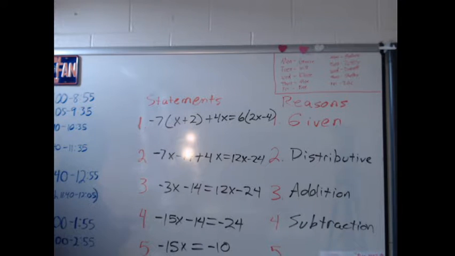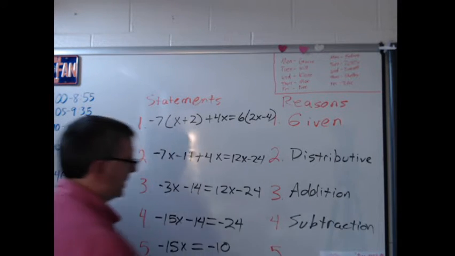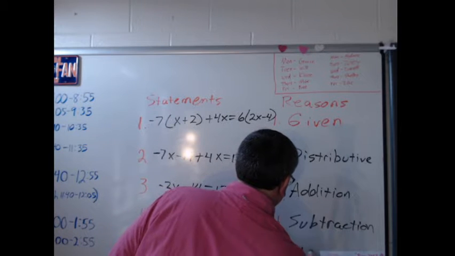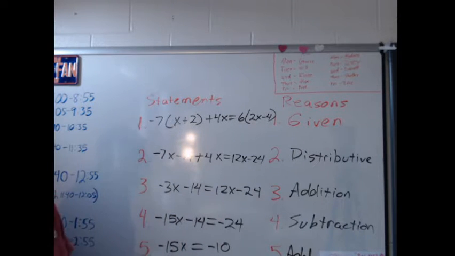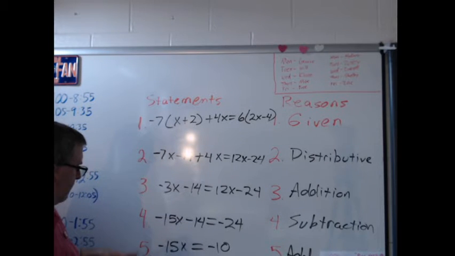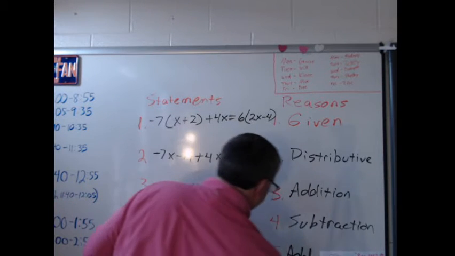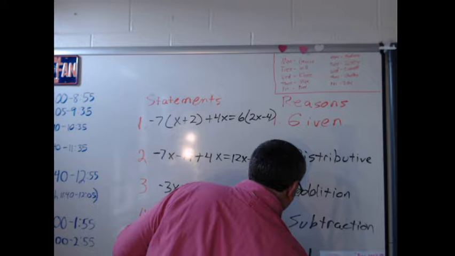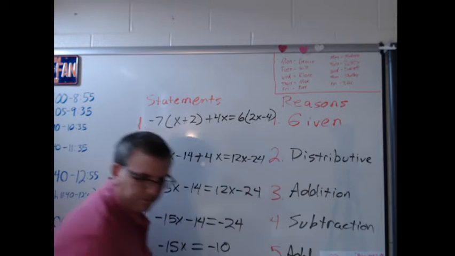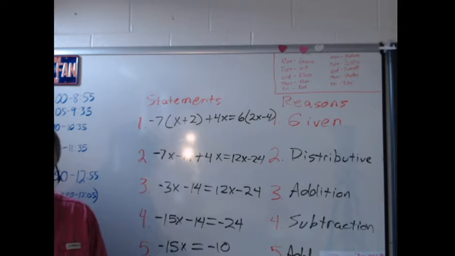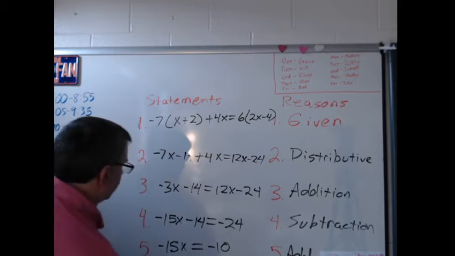And what did I do there? Addition. Okay, so addition. Then on the last step, which I'm sorry you can't see on the camera, I divided both sides by negative 15 to get what we're looking to prove, and so I used division. Okay? So any questions on that page? Page 8. Okay? So now let's flip over to what's for homework tonight.